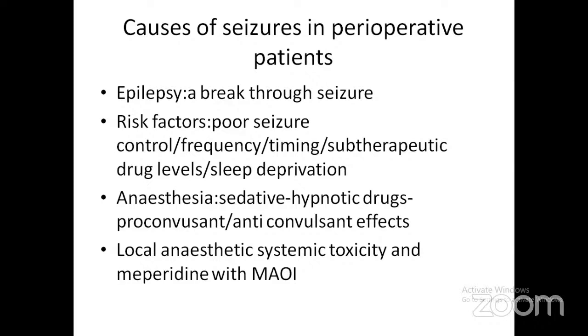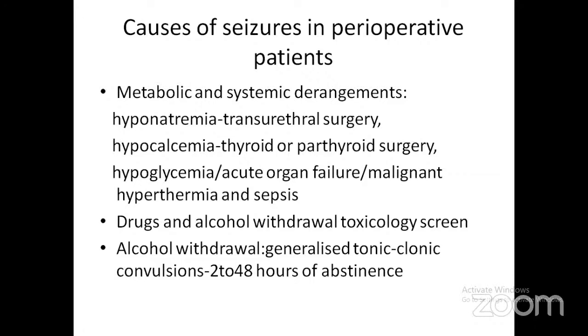Anesthetic drugs in hypnotic doses act as proconvulsants or anticonvulsants, sometimes as anticonvulsants, depending on the drug dose and physiological situation of the patient. Proconvulsant effects of drugs are seen more in epileptic patients than in non-epileptic patients. Local anesthetic systemic toxicity and meperidine in large doses can trigger seizures in patients on monoamine oxidase inhibitors. A toxicology screen is necessary to rule out consumption of drugs.